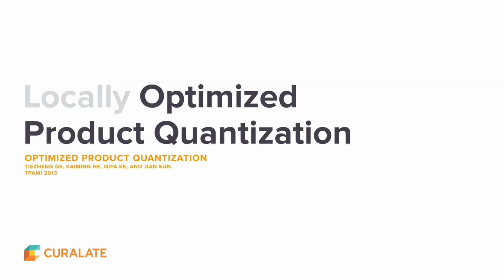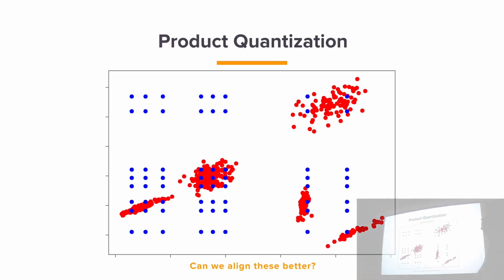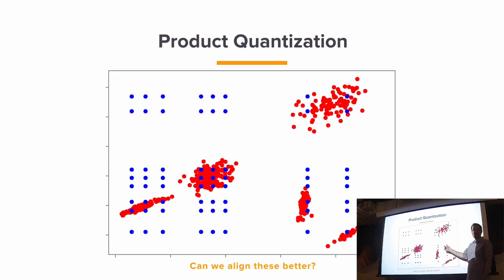So the question was, well, can we do better? And these gentlemen came in 2 years later and said, yeah, we can do better. We'll call it optimized product quantization. The idea here is pretty simple. Let's look at that grid again. There's a lot of space. There's a lot of centroids that aren't going to get any nearest neighbors, right? These are just wasted.